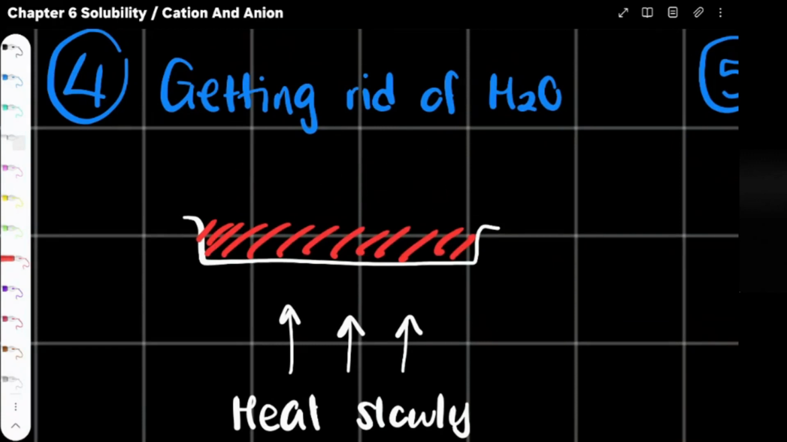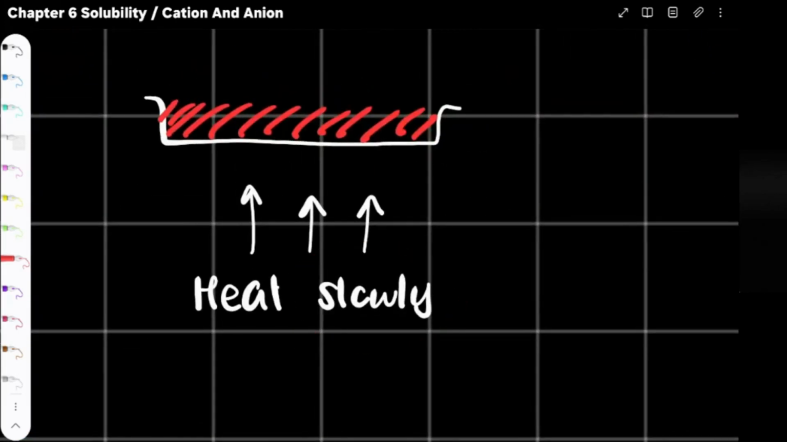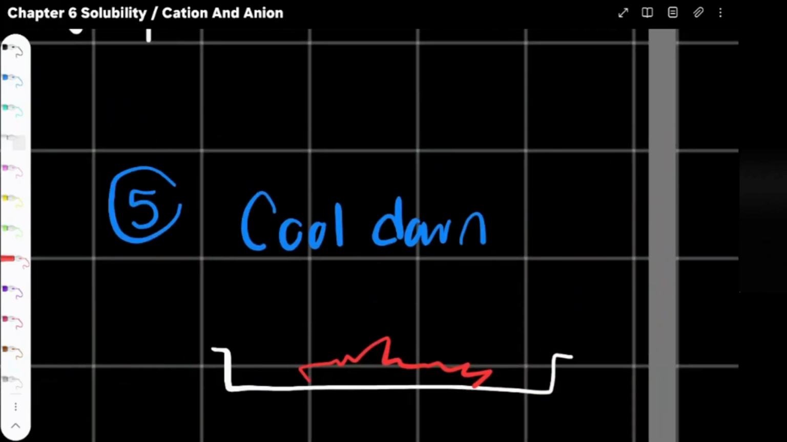Okay, because salt also has a melting point, boiling point. Not all, everything has a boiling point. So that's why you have to heat slowly, until all the water is gone, and then you're going to see some crystals forming. You have to cool it down, because then it will actually turn into a crystal. Crystal is solid.